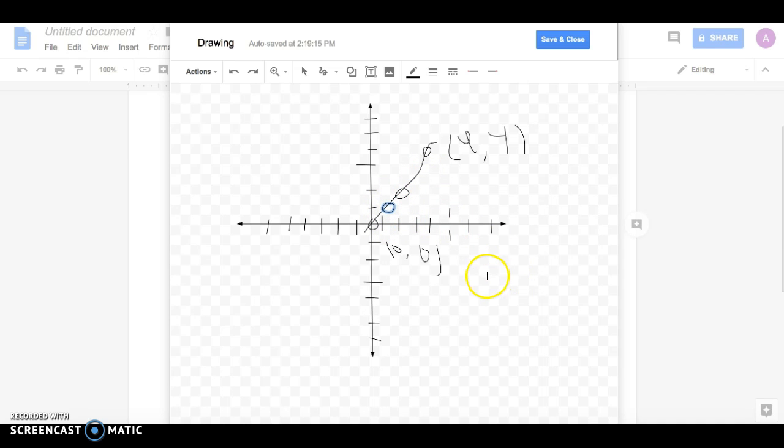And then for the midpoint (2, 2) and (4, 4), you would do 2 plus 4, which is 6, and then 6 divided by 2 is 3. And then again, 2 plus 4 is 6, and 6 divided by 2 is 3. So it would be (3, 3) right here. And that's how you divide it into fourths.